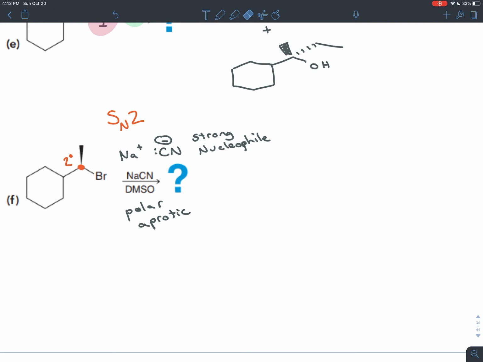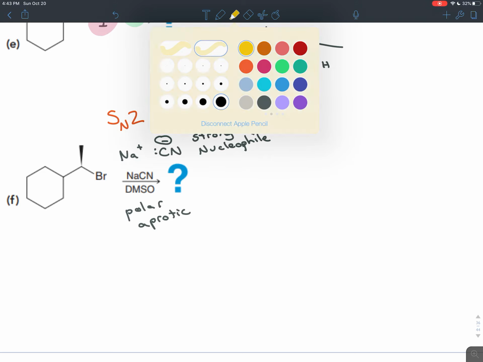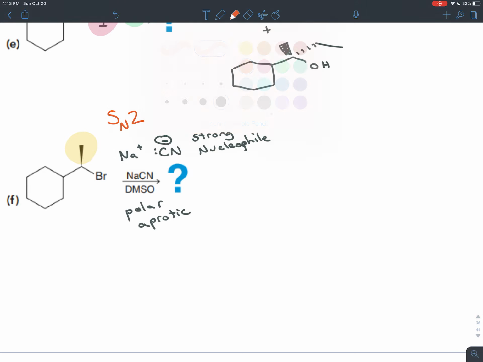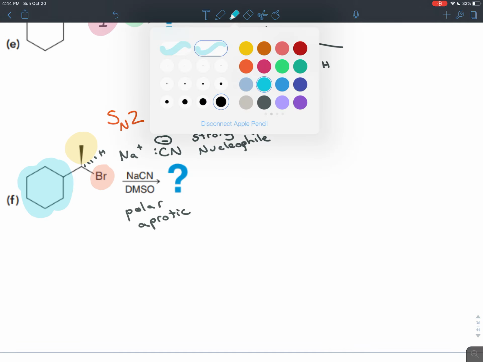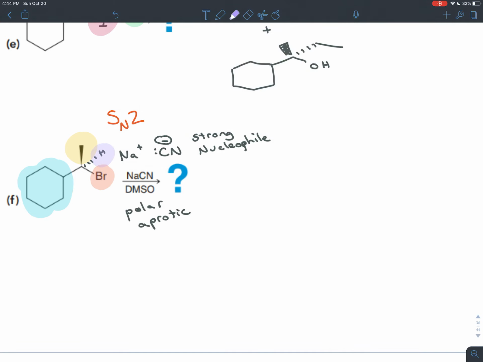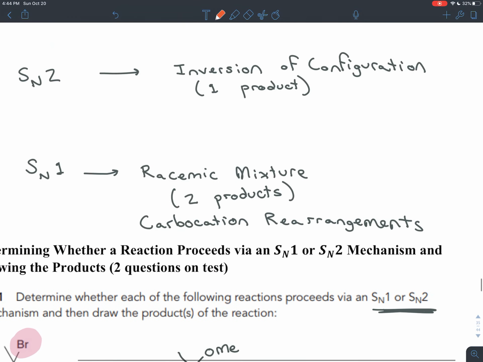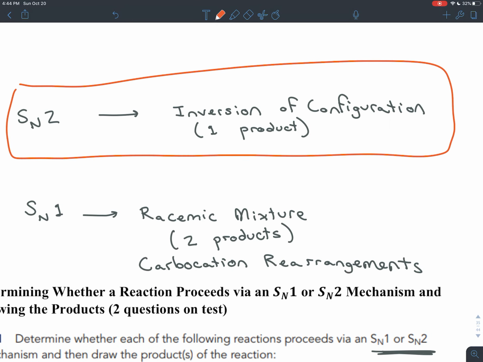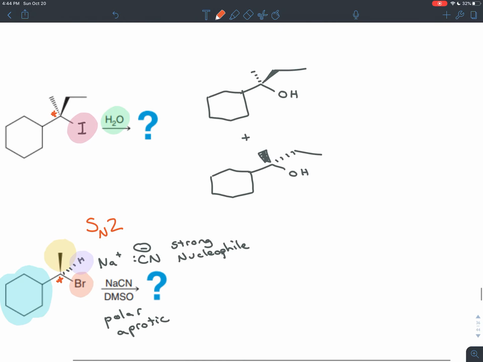But we do have a chiral center here. Notice that we have a methyl group, we have a bromine, we have a cyclohexyl group. And the fourth thing is a hydrogen, which would be going away. So we do have 4 groups. So this carbon here is a chiral center. And when you do an SN2 reaction with a chiral center, you only get one product, but it's the inversion product. So we're only going to get one product, but it will be the product that gets inversion of configuration.